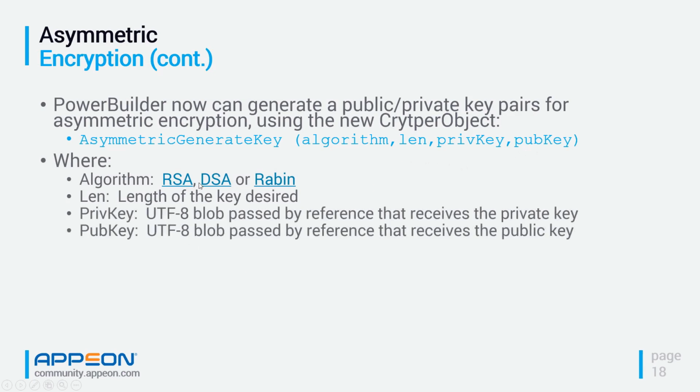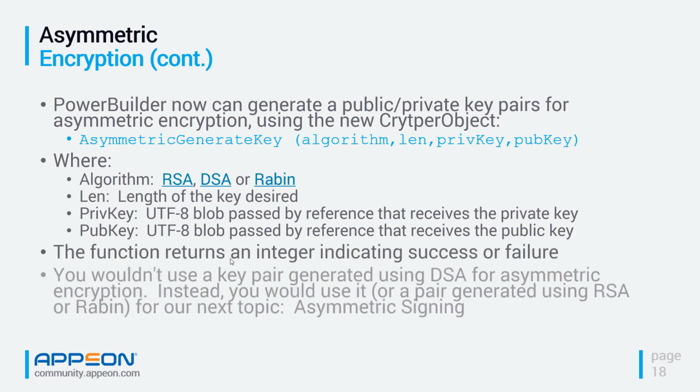Now I'll point out here that this method takes three algorithms: RSA, DSA, or Rabin. For asymmetric encryption, you only use RSA or Rabin. DSA isn't an encryption algorithm, it's an asymmetric signing algorithm, and that's actually the next thing we're going to cover.